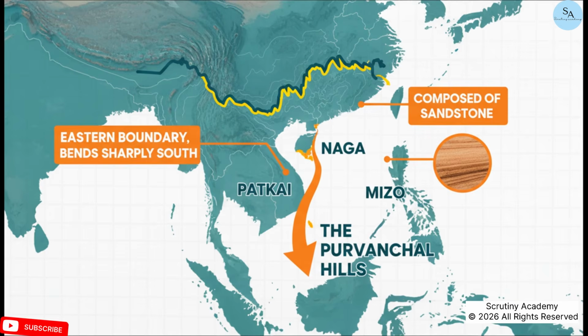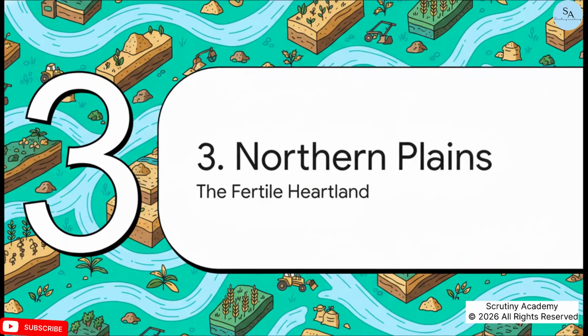Over on the eastern border, the Himalayas take a sharp bend to the south, and they form the Purvanchal. These hills, like the Patkai, Naga, and Mizo hills, are mostly made of sandstone. You'll want to keep these names in mind, especially for any map work. All right, let's move south from the mountains.